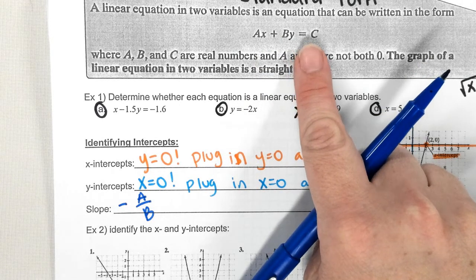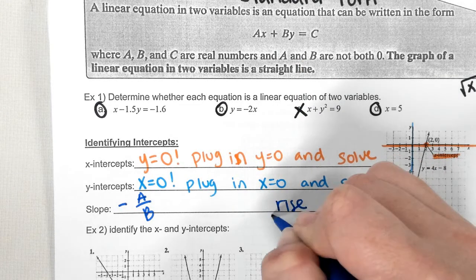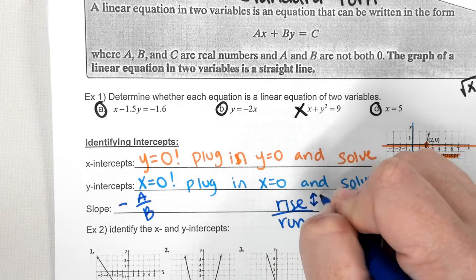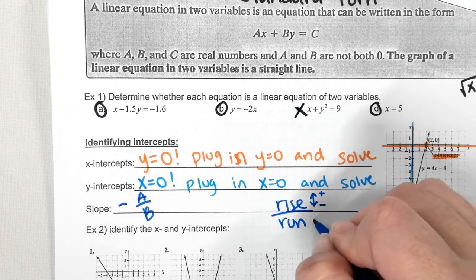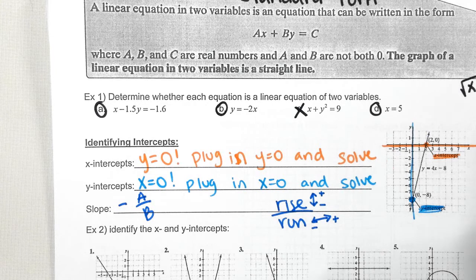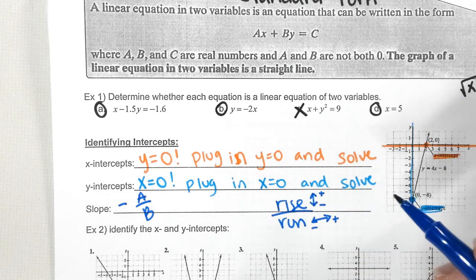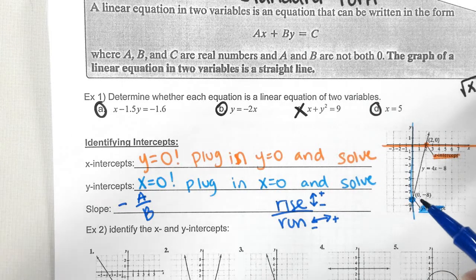Now, remember, slope is rise over run. If you go up, it's positive. Down, it's negative. If you go right, it's positive. If you go left, it's negative. So if you go down and left, that's a double negative. Two negatives makes a positive, so that would actually be a positive slope.